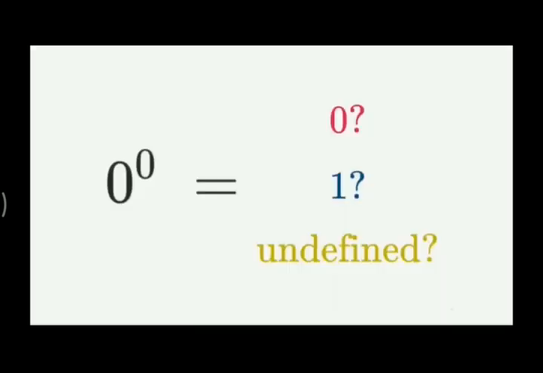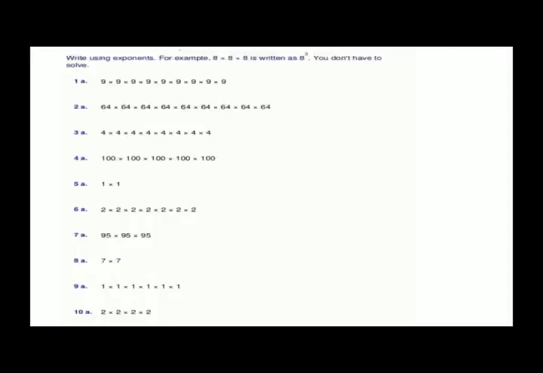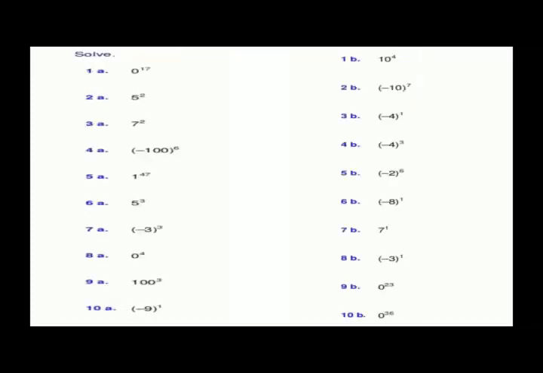So we got three different answers following these three patterns, which is true: 0, 1 or undefined. The answer to the question depends upon the complexity of the problem you are working on. But most of the mathematicians agree that 0 power 0 is equal to 1 is the best and logical solution. Here are some of the questions related to exponents that you need to try and solve using the laws of exponents.